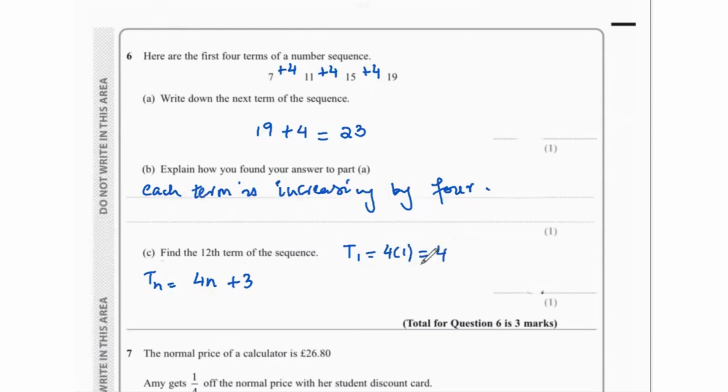Same if we take 11. 4 times 2 would be 8. 8 plus 3 would give us 11. So the nth term is 4n plus 3. So for the 12th term, 4 times 12 plus 3, which is equal to 51. That's the 12th term.